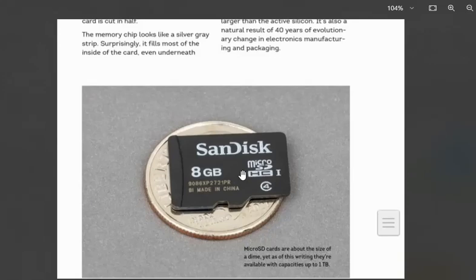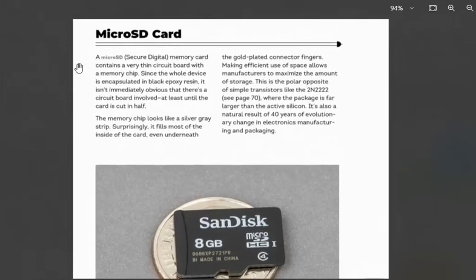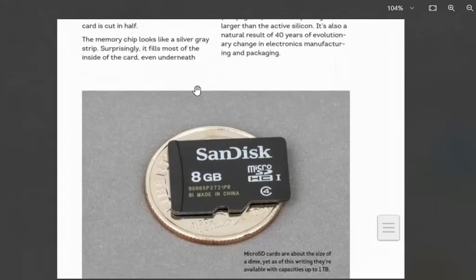And how it works: inside a micro SD card there is a memory chip that stores data. This chip is encased in a plastic case with gold-plated connector pins. When inserted into a compatible device, these pins make contact with the device's circuitry, allowing data transfer. And we can find these in smartphones, tablets, cameras and other electronic devices. This is very easy. I don't think we have to talk too much about it.